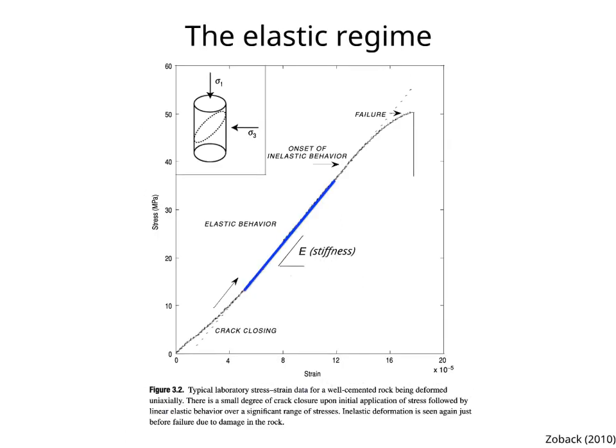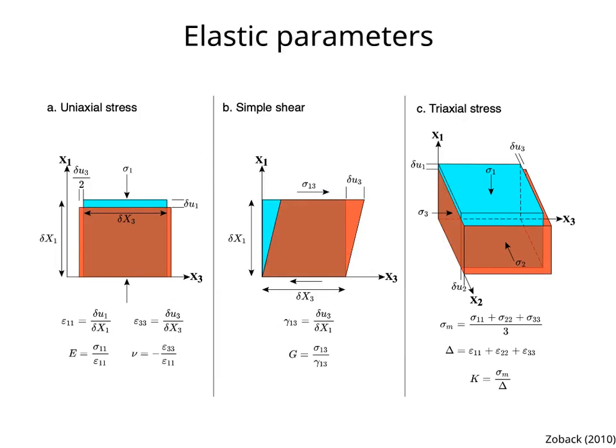Let's look at the elastic regime, or linear part of the stress-strain curve. The slope of the curve in the elastic regime is a measure of the stiffness of the rock. Elastic deformation is instantaneous and recoverable deformation. When the rock is stressed, it instantaneously becomes strained. When the stress is removed, the strain disappears immediately.